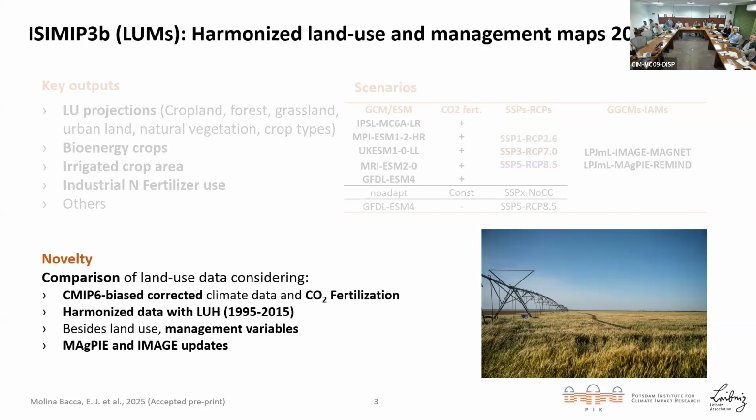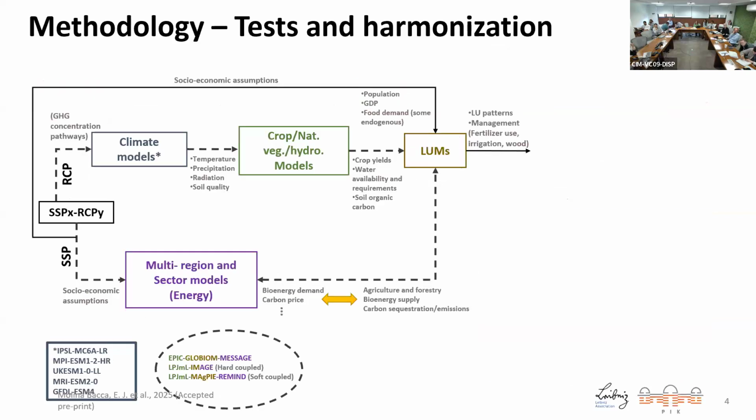The paper, by the way, is almost finished. The preprint is already available and will be online soon. I mean, the preprint is online, but the final paper in Earth System Dynamics. So it's the latest CMIP climate data using CO2 fertilization effects. This is all harmonized with this LUH procedure, which is used in the IAM context. Yeah, and recent updates on the land use models.